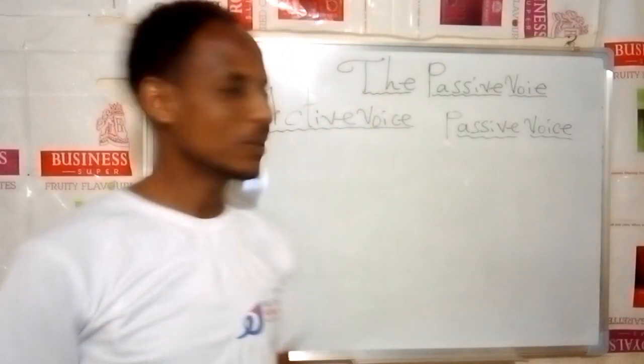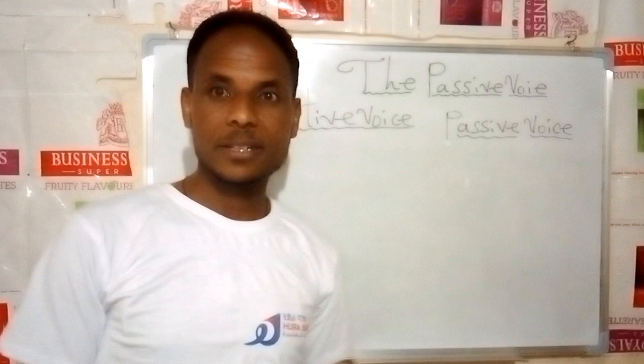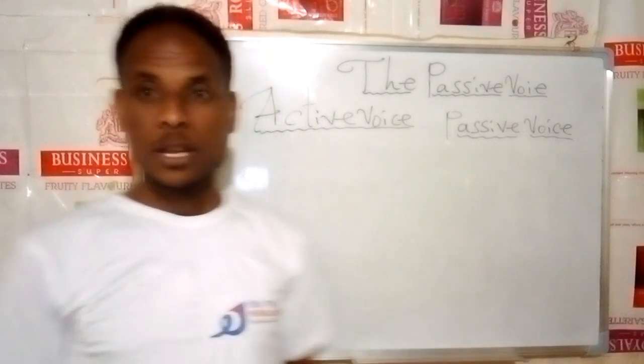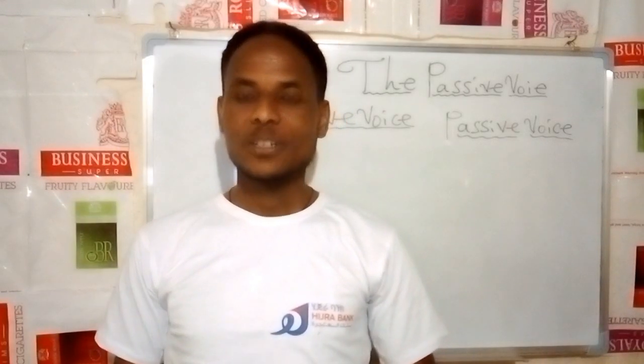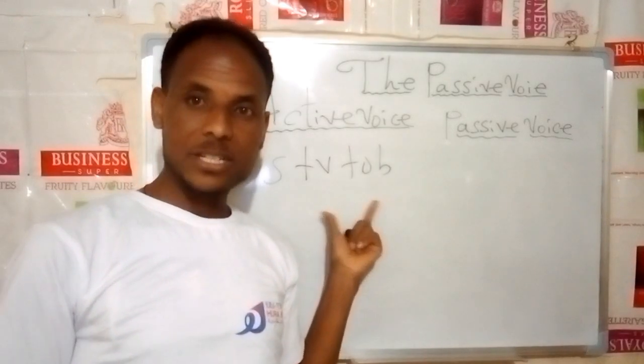Today we're going to learn about the passive voice. It is the main part of English grammar. In this pattern, we're going to practice and write the passive voice of the active voice. It looks somewhat difficult when changing the active voice into the passive voice. This is the structure for the active voice.